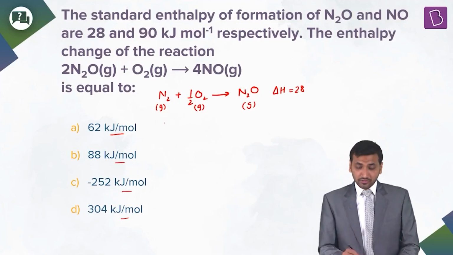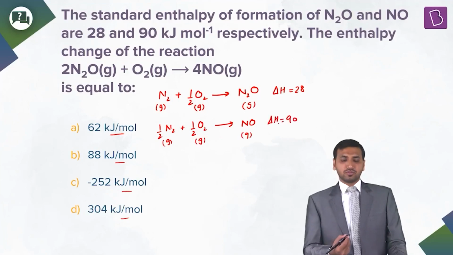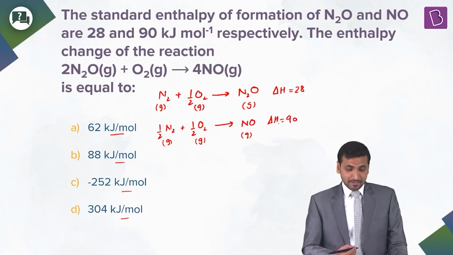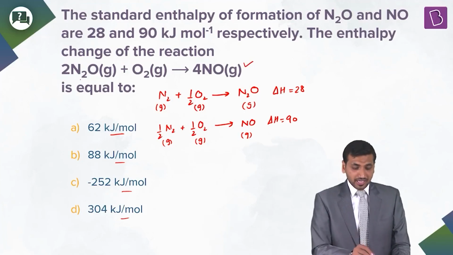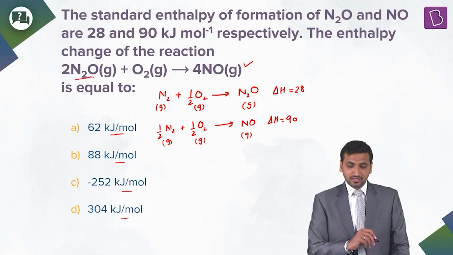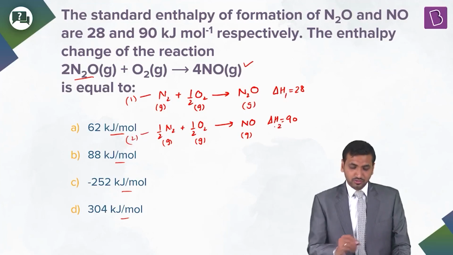Now, if you talk about NO formation, it will be half N2 plus half O2 that is going to give you NO. Gas, gas and gas. And delta H for this reaction is given to us as 90 kilojoule per mole. In the final reaction given in the question, N2O is on the reactant side. I'll call this reaction 1 and this reaction 2, with delta H1 and delta H2.